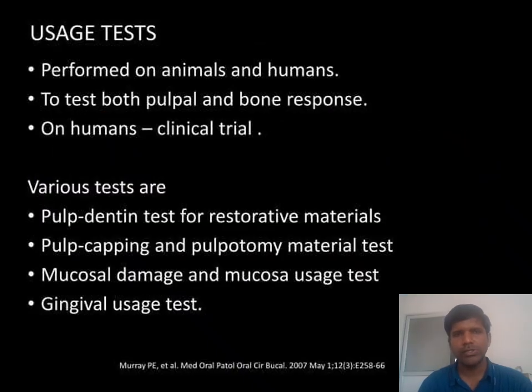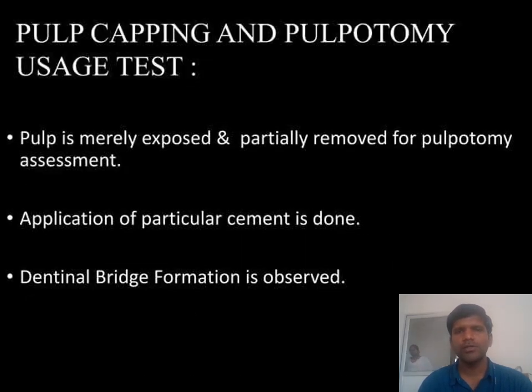Coming to the usage test, it is performed on animals or humans. It is used to test both pulpal and bone response. On humans, it is called a clinical trial. Various tests are pulp dentin test for restorative material, pulp capping and pulpotomy material test, mucosal damage and mucosa usage test, and gingival usage test.